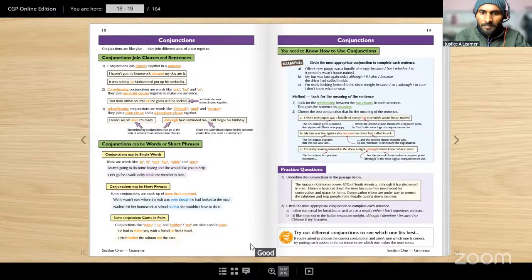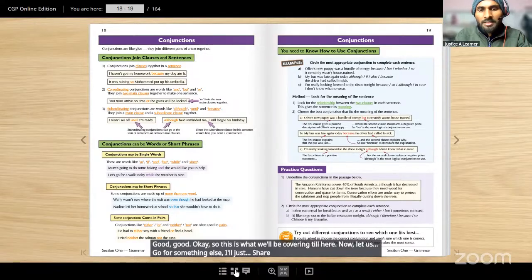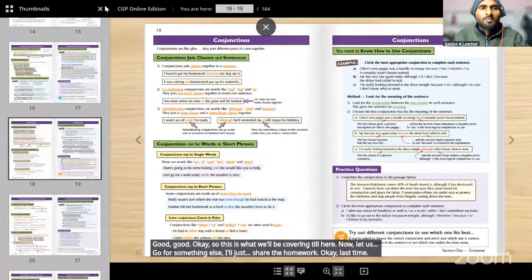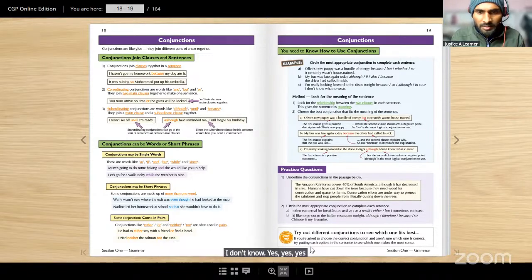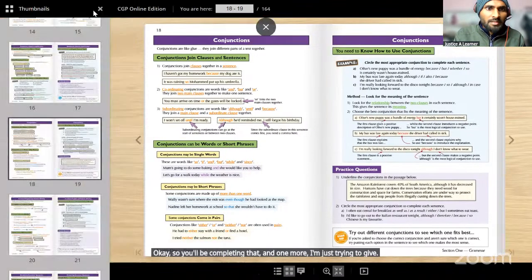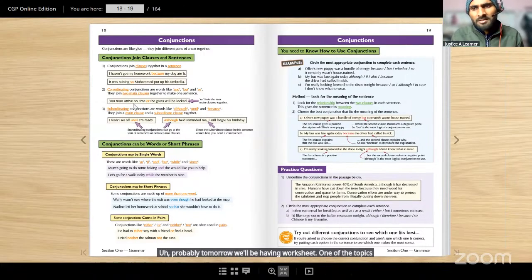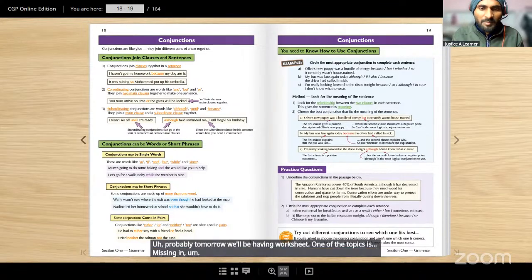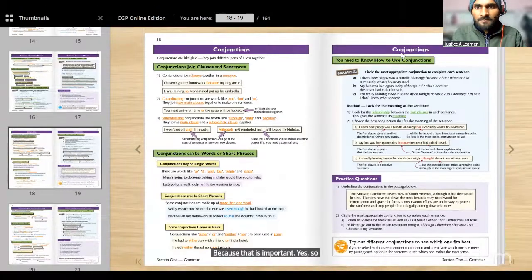Good. Okay, so this is what we'll be covering till here. Now let us go for something else. I'll just share the homework. Last time I shared the homework, and there was one homework you had not done, right? One of them you could not complete, as you told me in the beginning. Yes. So you'll be completing that and one more. Probably tomorrow we'll be having a worksheet. One of the topics is missing in mathematics, so we'll be covering that too, because that is important.